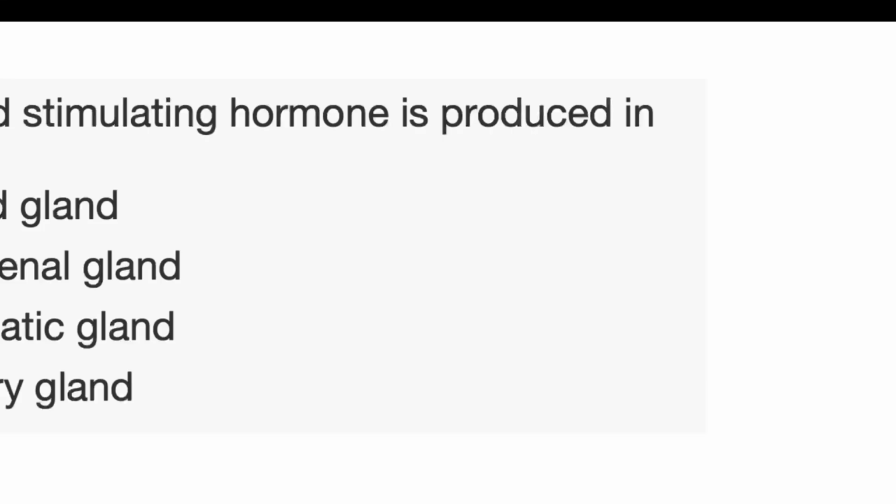Okay, I think it's enough time for this question. The thyroid stimulating hormone is produced in dashed. The correct answer to this question is option D, pituitary gland, not the thyroid gland. It's the pituitary gland which produces thyroid stimulating hormone, most commonly known as TSH.